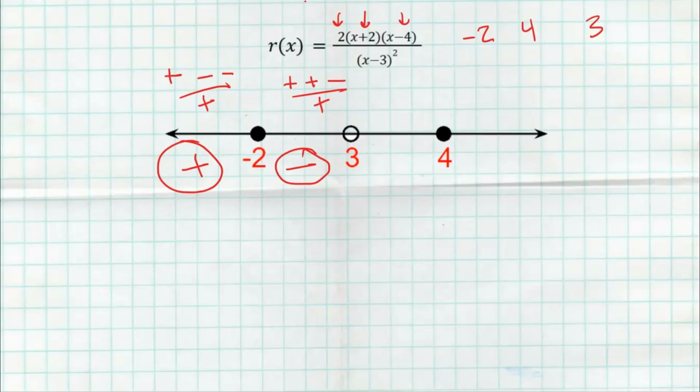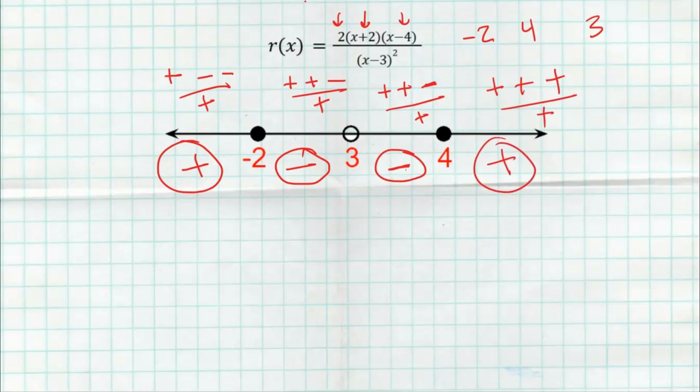All right, pick a number between 3 and 4, like 3.5. So we have a positive 2. 3.5 plus 2 is positive. 3.5 minus 4 is negative. Be careful. And again, in the bottom, it's squared, so it's always going to be positive. And that's going to create a negative because there's a negative there. All right, and then any value above 4, like 27, that's going to be a positive 2. 27 plus 2 is positive. 27 minus 4 is positive. And again, that bottom is squared, so it's always going to be positive. That's going to be all positives.